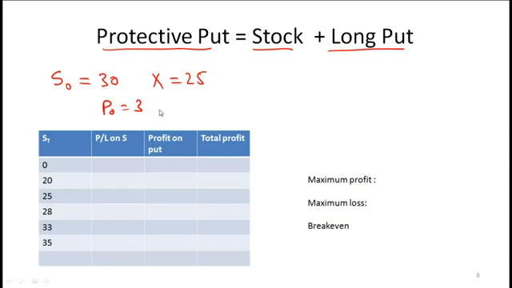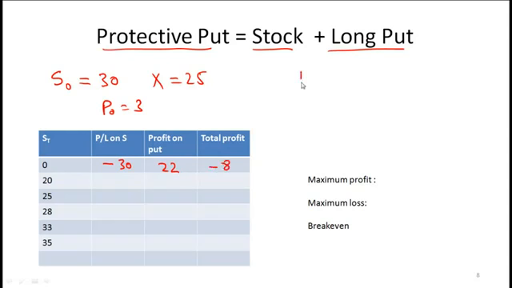And we are now going to look at what is our total profit on a protective put, which is the combination of a stock and a put option on that stock. What happens if the stock price is 0? Remember, you bought the stock for 30. So if the stock price comes down to 0, the loss on the stock is 30. What about the profit on the put? Remember, the exercise price is 25, so you make a profit of 25 minus 3, which is 22. So your total profit, actually you make a loss over here of 8.